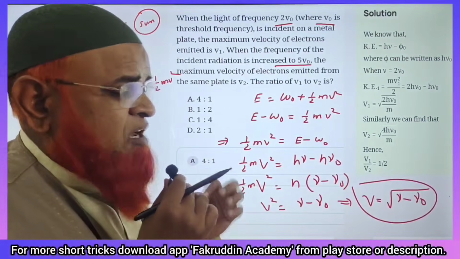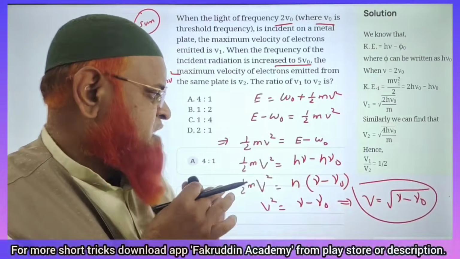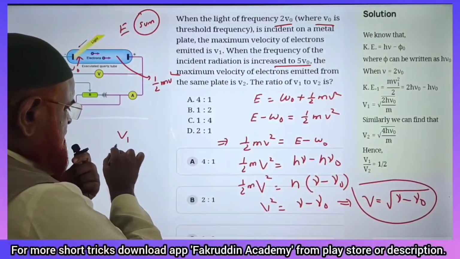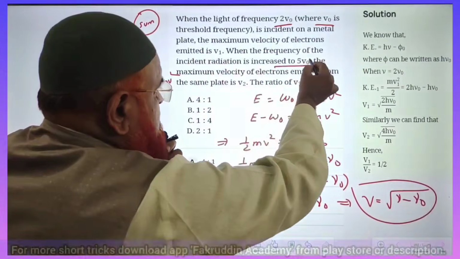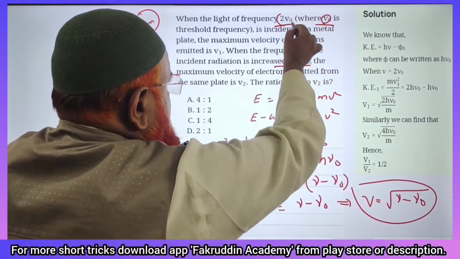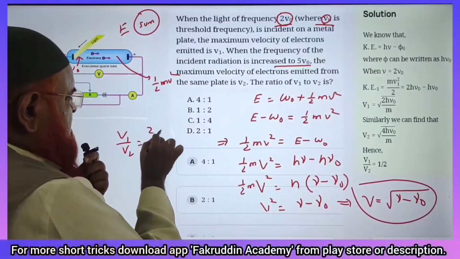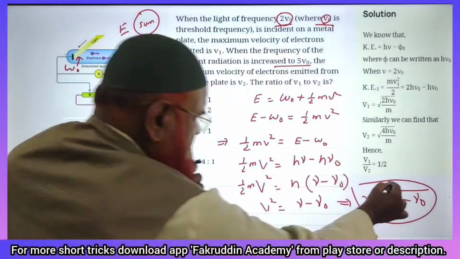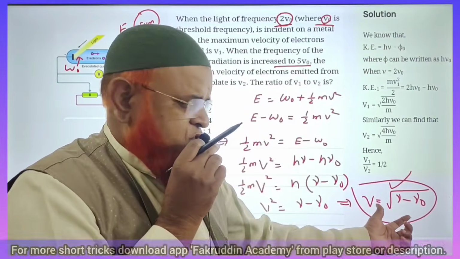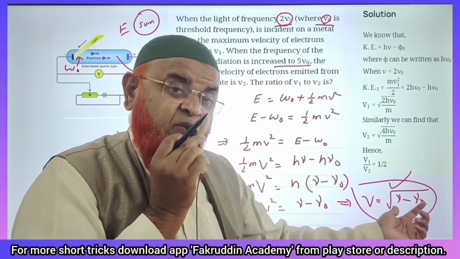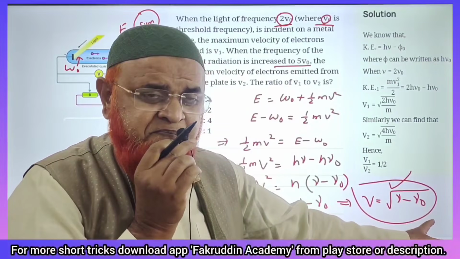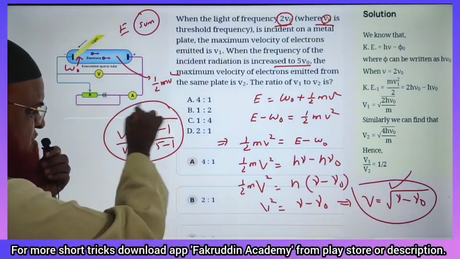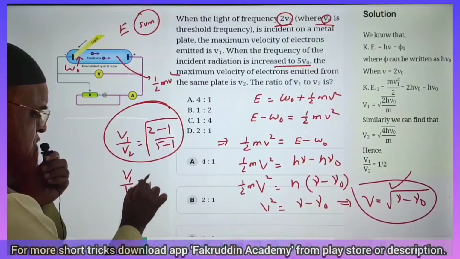Now I am going to solve this problem without this process. How? Let me tell you. The simple method is, he's asking us to find the ratio of velocities. V1 by V2 is equal to, you have to consider this is 2 nu naught and this is 5 nu naught, so we write 2 minus 1 divided by 5 minus 1 under root, because this is the concept here. Velocity is directly proportional to the square root of frequency differences: frequency of the sun minus the threshold frequency. So in a single step you can solve this problem. That is, V1 by V2 is equal to square root of 1 by 4.